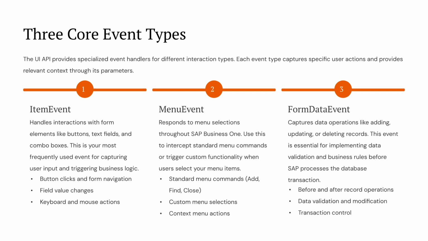The UI API provides three core event types. ItemEvent handles interactions with form elements, like buttons and fields. MenuEvent responds to all menu selections. FormDataEvent controls data operations like adding or updating records, enabling validation before database submission.